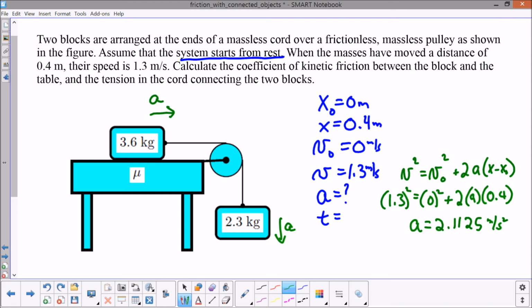In these types of problems, because we have this pulley and we have these accelerations changing directions, we really want to treat this as similar to a one-dimensional problem. We're going to pick the direction of the acceleration as the positive direction for each object. That way I don't need to worry about making one acceleration negative and one acceleration positive. I can say that each one has an acceleration of 2.1125 meters per second squared, and it's either to the right or down, but both of them are going to be the positive direction for whichever object I'm looking at.